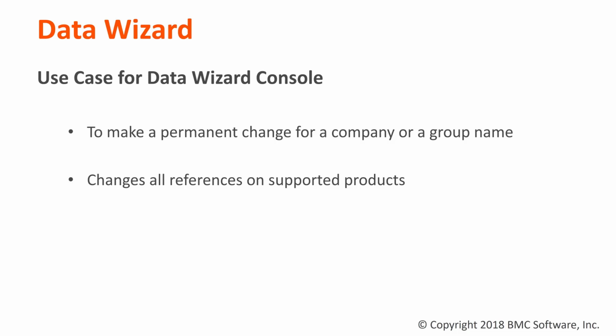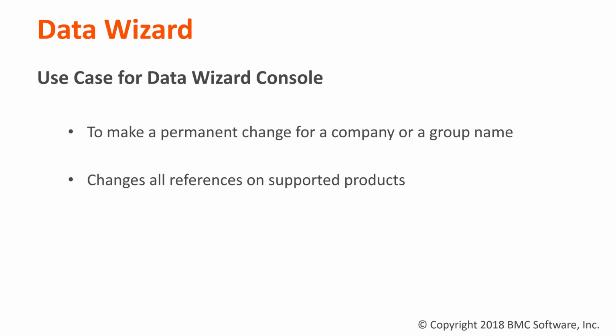For example, it makes a permanent change for a company or a group. So if you want to do something temporary, don't use this tool, right? It's going to make a permanent change, and then it changes all the references in all supported products. For example, if you change a name from company A to company B, it's going to go through the foundation forms like the company, support groups, site and whatnot, wherever it's referenced. It's also going to go through all your transactional areas like incident, problem, change, SRM, work orders, everywhere.